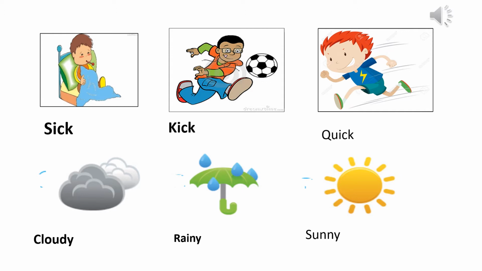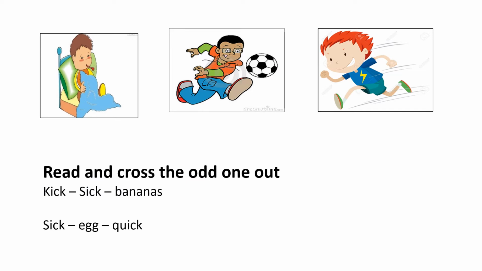Very good. After listening to the CD player, I want you to look at the three pictures in front of you and read and then cross the odd one out. Sick, kick, banana. ما هي الكلمة الغريبة هنا مختلفة في النطق؟ Yes, banana. Very good. Another example. Sick, egg, kick. What is the odd one? Yes, the word egg. كلمة egg هي مختلفة في النطق عن باقي الكلمات.